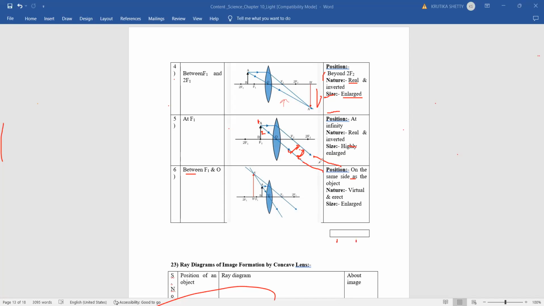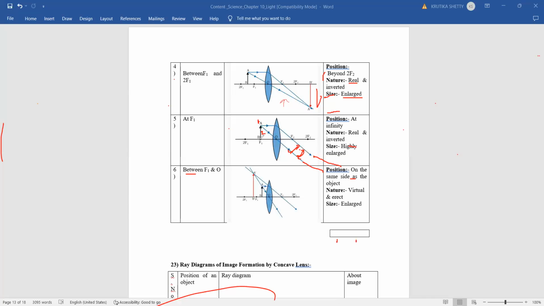Because of that, the image is very, very enlarged. Here they have written size is highly enlarged. The nature is real and inverted, and the position will be at infinity, that is, the rays will meet at infinity. So this is about the object at f1.